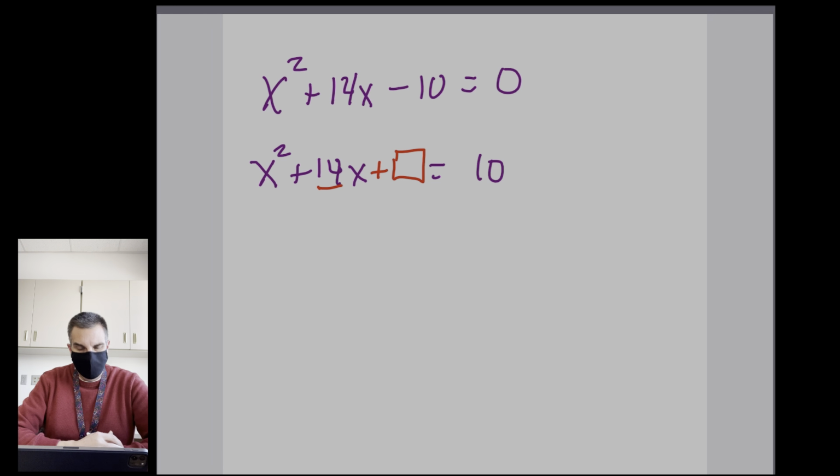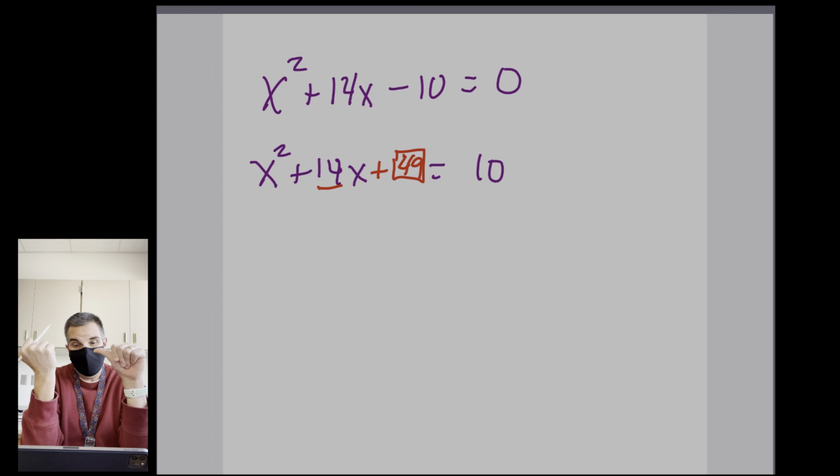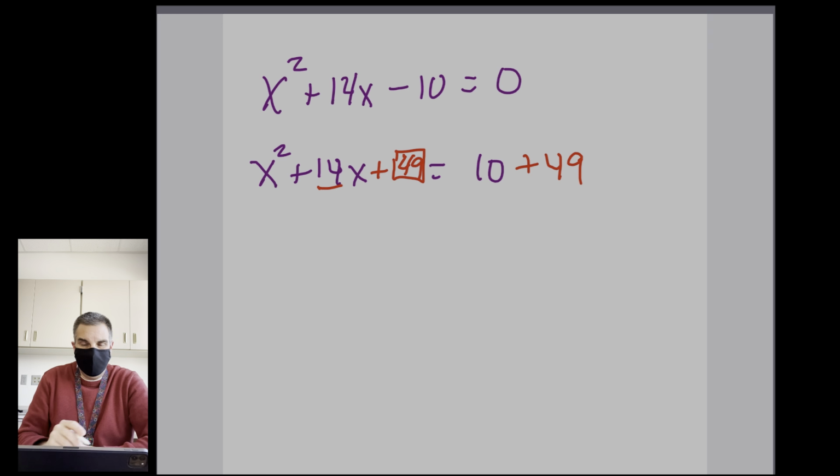So my b value is 14. 1/2 of 14 is 7. 7 squared is 49. So you notice how I've added 49 onto the left-hand side. I've kind of changed what the equation looks like a little bit. So that means I have to add 49 to the other side as well. So I have to put plus 49 over there as well.